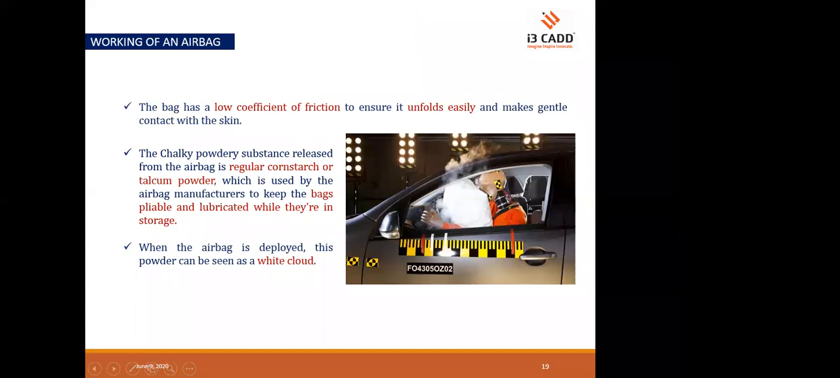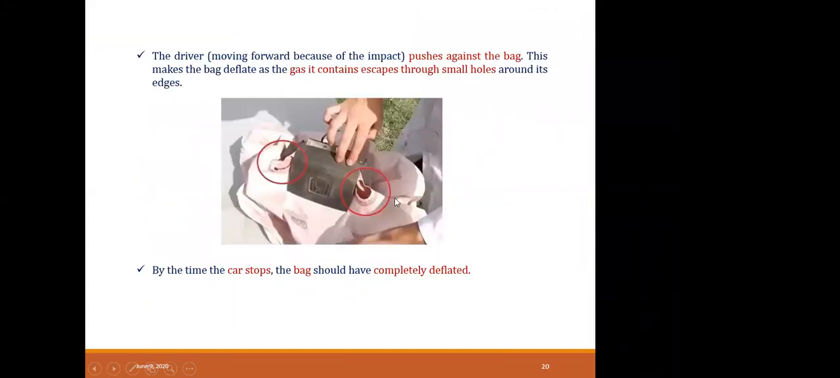Got it? And there will be some ventilation holes at the bottom of the airbag, at the rear side. These holes are used to make the nitrogen gases escape out of the bag as soon as it hits the occupant. Right? As soon as it inflates, immediately the bag will deflate. How is it deflating? The nitrogen gases which enter the bag are now allowed to escape out of the bag through these ventilation holes, the outflow opening. Got it?